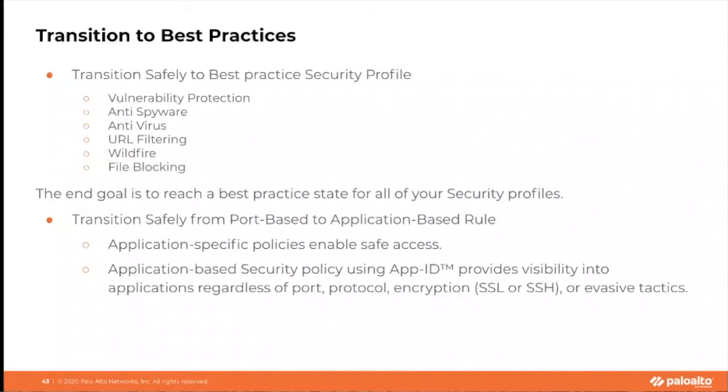However, to ensure the availability of business critical applications, it may not be feasible to implement a full best practice security profile configuration. In most cases, you can safely block some signature files and protocols while alerting on others until you gain information and confidence to finish the safe transition to the best practice without affecting availability. So create some application-specific policies to enable safe access. Application-based security policy using the App-ID.